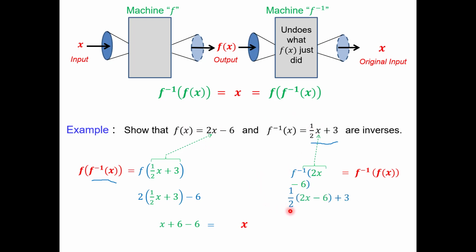So we have 1/2 times the original function, 2x minus 6, plus 3, and then we just simplify. So distribute the 1/2. We get x minus 3 plus 3, which is x. So we verified this again. And this is what's going to happen every single time you compose a function and its inverse. They undo each other, and then you get back to the original input of x.